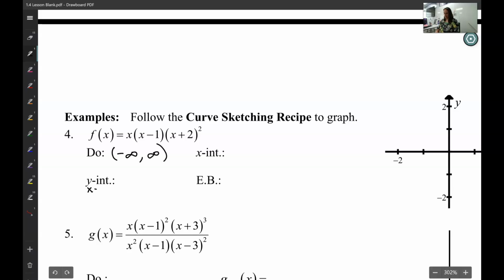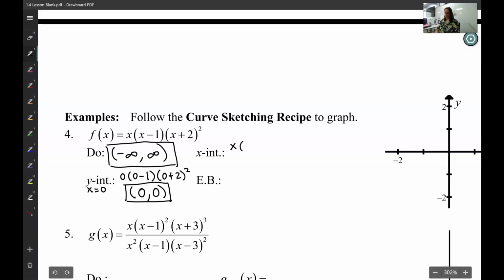Y-intercept is when x equals 0. So I would have 0 times 0 minus 1 times 0 plus 2 squared. Well, that's always going to be 0. So that is my y-intercept. Y-intercepts are always listed as coordinate points.